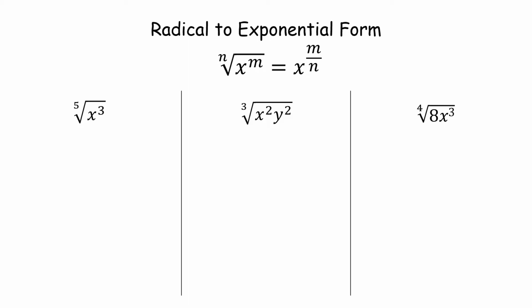When we convert radical to exponential form, all we need to do is to remember and, of course, follow this equation. Nth root of x raised to m is equal to x raised to m over n. So the index is the denominator of the exponent. The exponent of the radical becomes the numerator of the exponent of the exponential form.